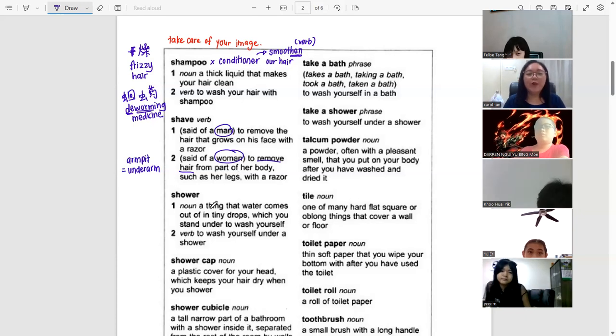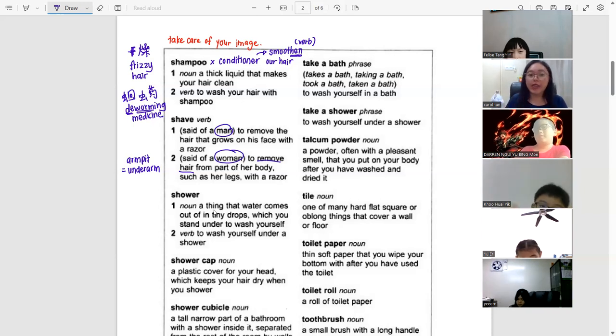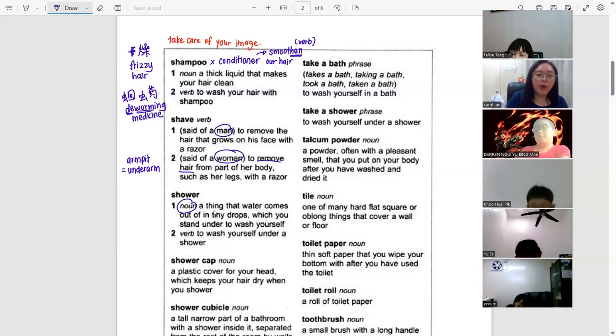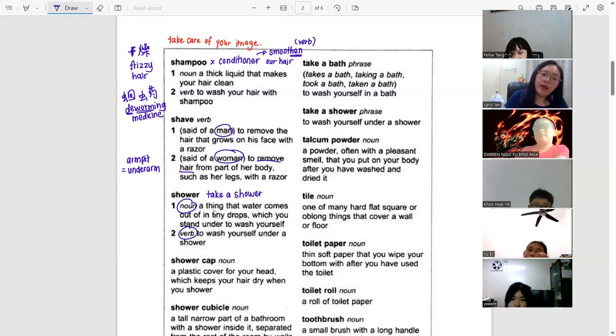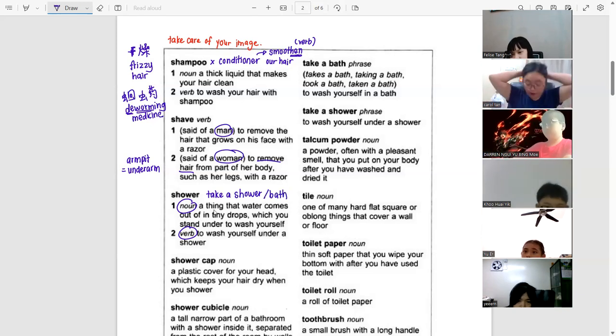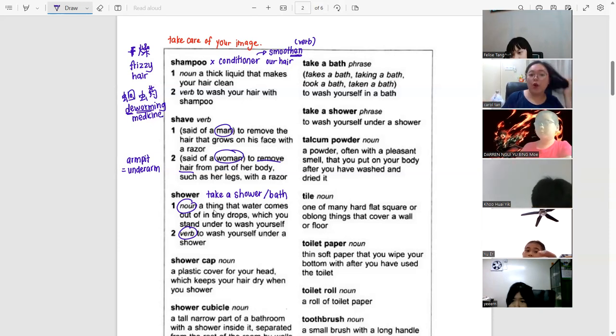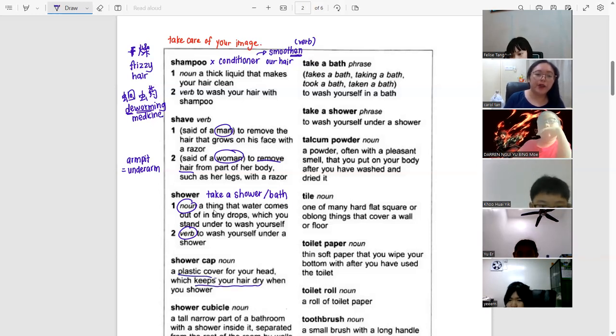Okay. So shower. You can say take a shower or I shower every day. Okay, it could be a noun or it could be a verb. You say take a shower, or take a bath. Understand? What about shower cap? Shower cap is like you don't want to wash your hair, right? Sometimes you don't want to wash your hair. Then you use the shower cap to cover your hair. Understand? To keep your hair dry. The plastic cover for your head. Okay? Understand? Get it, Zixin?